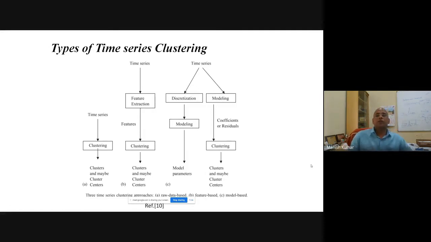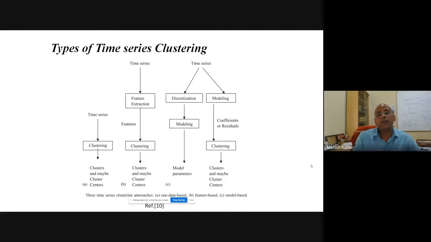Then a little bit, we are focusing, like we just now focus on time series clustering. You can see that this particular figure we have taken from one reference, referred as 10. What the first figure says is raw data based. That means some data comes, you apply an algorithm, and obviously you get some clusters or maybe cluster centers. So both ways it works for us.